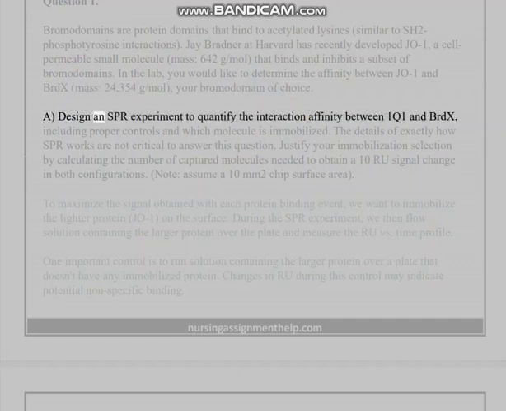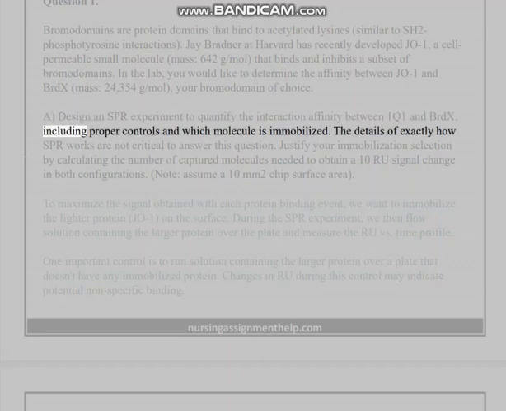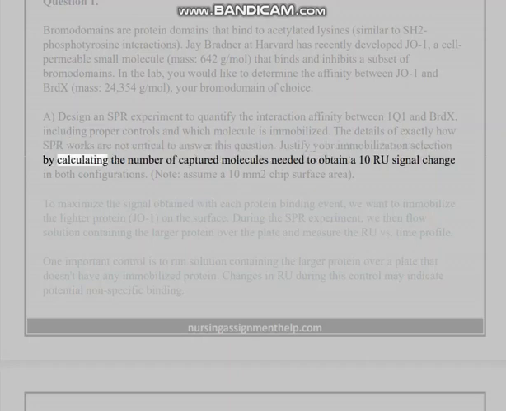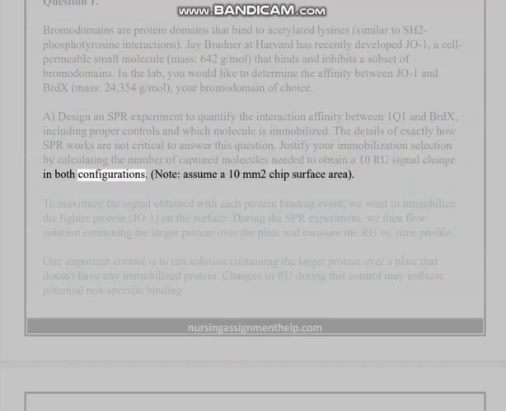A. Design an SPR experiment to quantify the interaction affinity between JQ1 and BRDX, including proper controls and which molecule is immobilized. The details of exactly how SPR works are not critical to answer this question. Justify your immobilization selection by calculating the number of captured molecules needed to obtain a 10 RU signal change in both configurations. Note: assume a 10 mm² chip surface area.